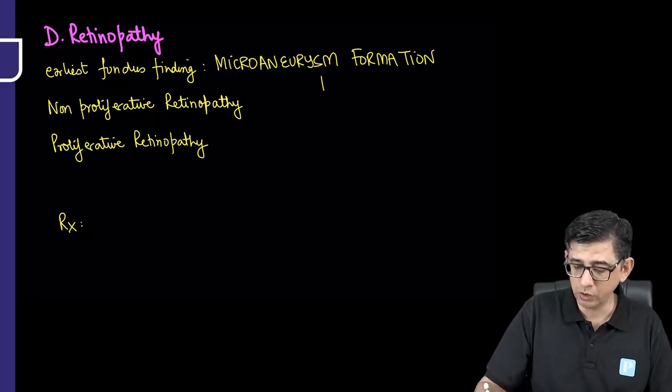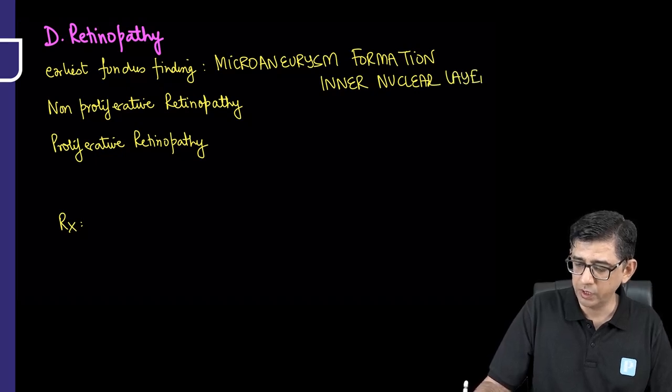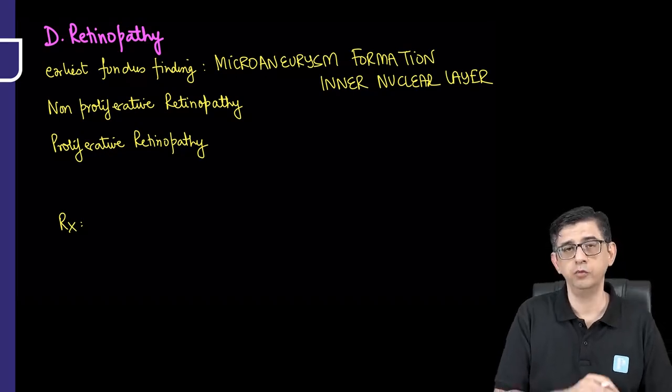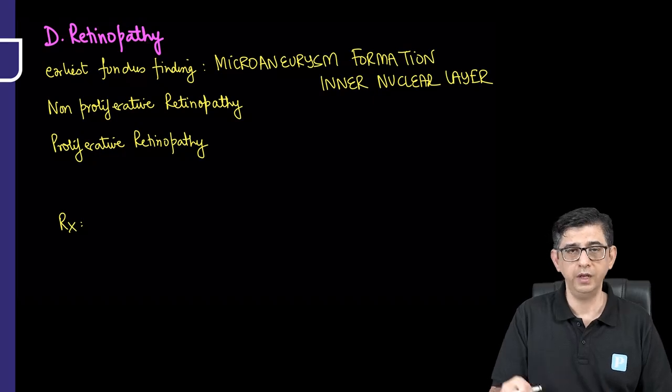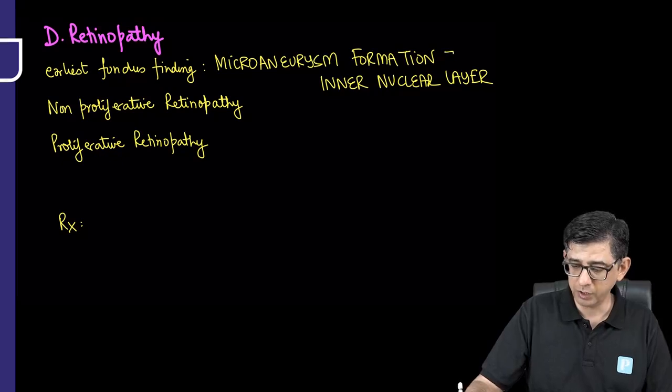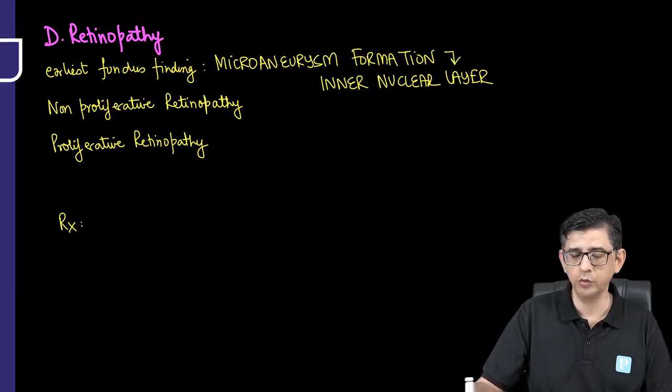Then he will also ask, there are 10 layers in the retina. So he will ask you in which layer this microaneurysm formation occurs. The options in the exam were inner nuclear layer, outer nuclear layer, inner plexiform, outer plexiform. So I would suggest you read the 10 layers of the retina so that you can get an orientation. And microaneurysm formation is mainly located in the inner nuclear layer.